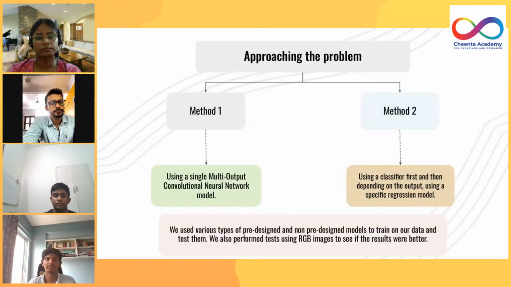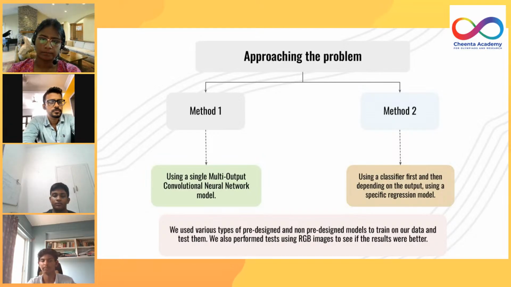Next slide. So the methodology we used. We approached the problem in two ways. Method one was using a single model that would give multiple outputs, so it's a multi-output convolutional neural network model. The second method was using a classifier first, and then depending on the output, using a specific regression model. We used various types of pre-designed and non-pre-designed models to train our data and test them. We also performed the tests using RGB images to see if the results were better.